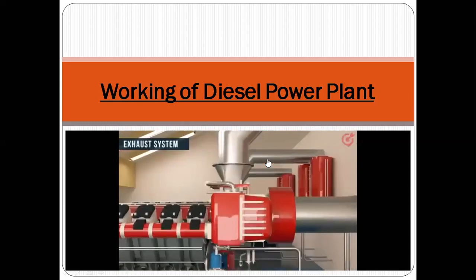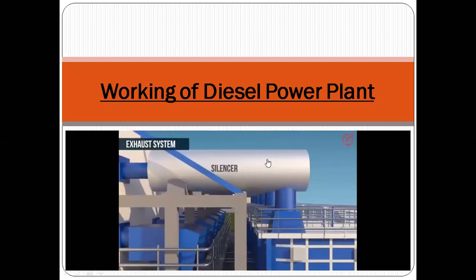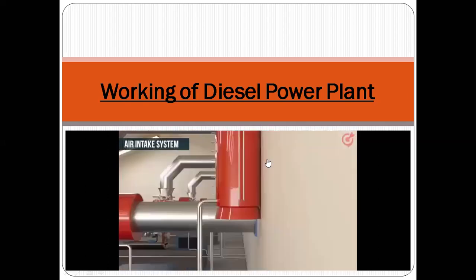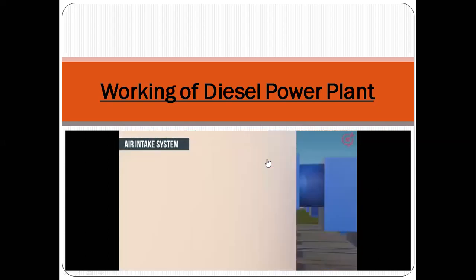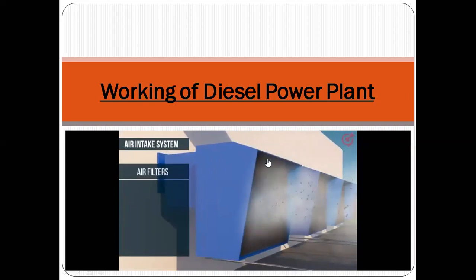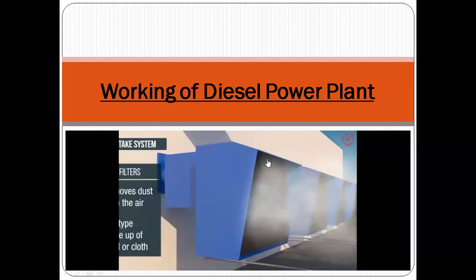Exhaust system, as the name suggests, leads the engine exhaust gases out to the atmosphere. A silencer is used to reduce noise level. The air intake system intakes the air and supplies it to the engine for fuel combustion. Its air filters remove dust from the air before forwarding it to the engine. Air filters can be dry type, made up of wool or cloth.